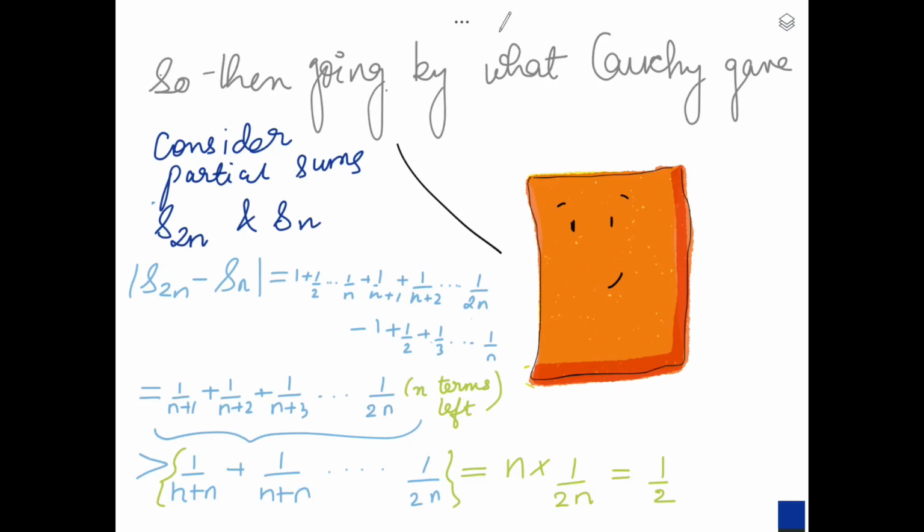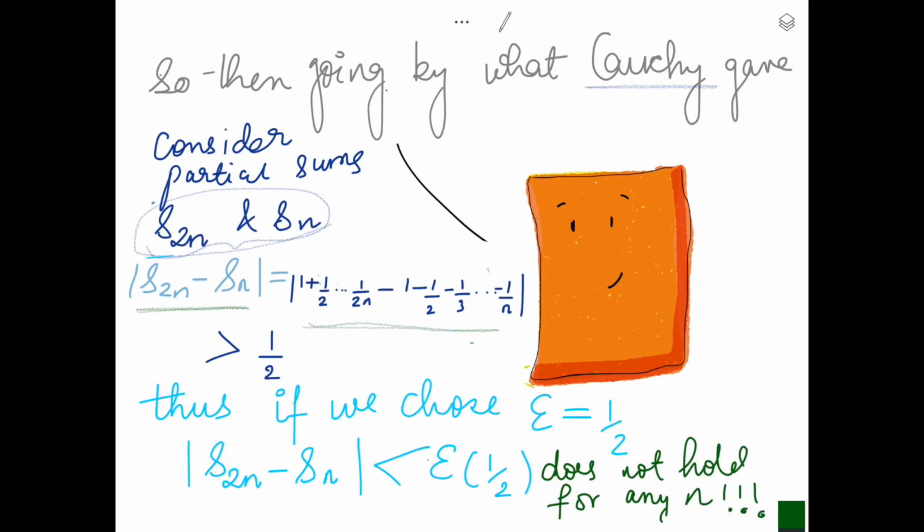So then, going by what Cauchy gave us, consider the partial sums S2n and Sn. Then S2n minus Sn would just be equal to 1 by n plus 1 plus 1 by n plus 2 plus and so on, going on to 1 by 2n. Note that there would be n such terms. Now, I can replace each of these terms by a term 1 by 2n. Note that since my denominator is greater now, this series would most definitely be less than the series in picture. This means that I have n terms of the form 1 by 2n, which means that this is just equal to half.